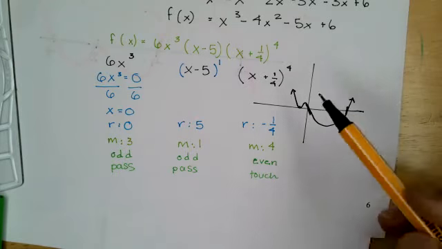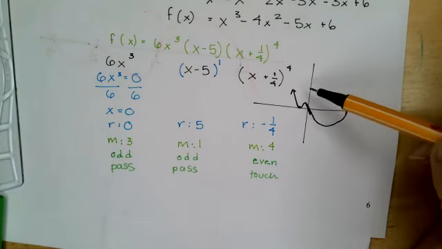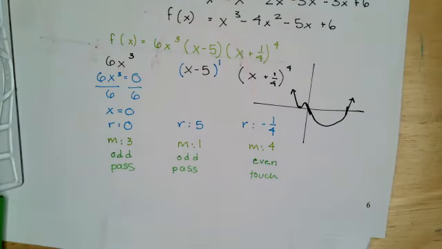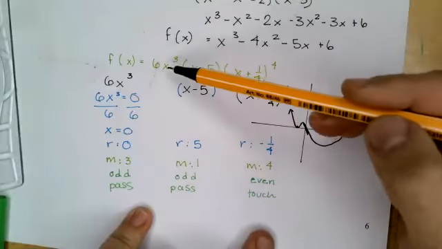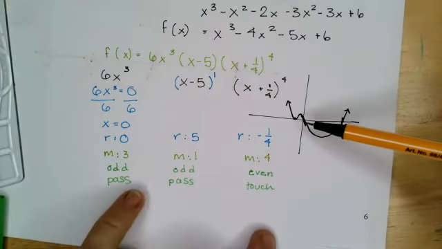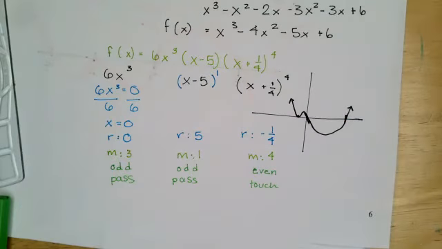So we don't know how far up and down it's going, right? We don't even necessarily know if it's opening up or opening down, but we can put this into a graphing calculator and verify that it does pass through 0, pass through +5, and touch at -1/4. Yep.